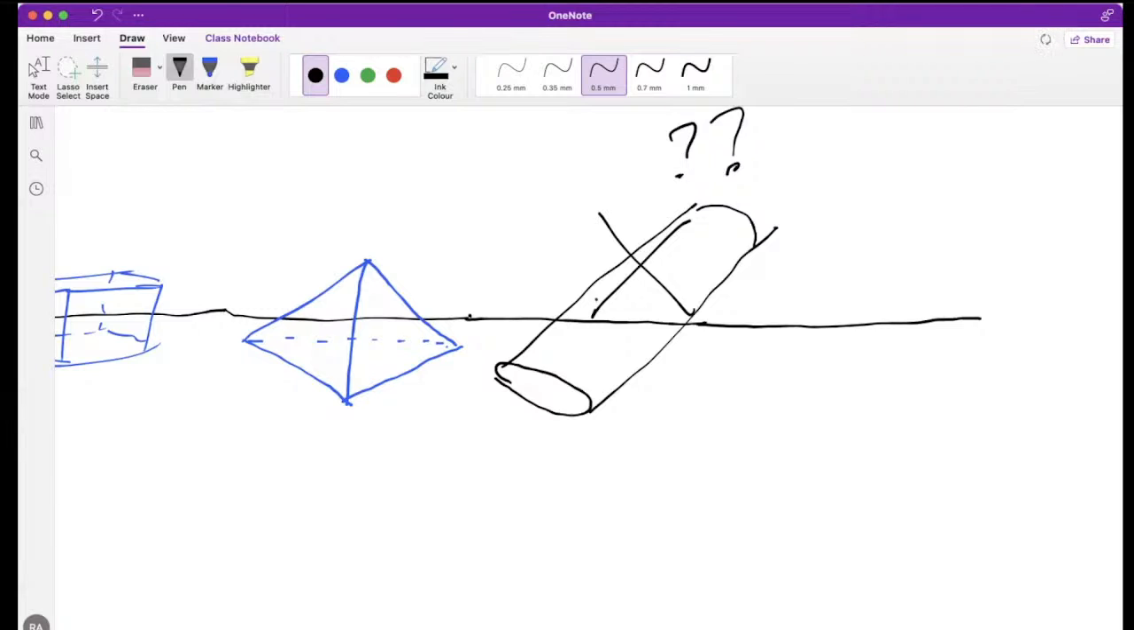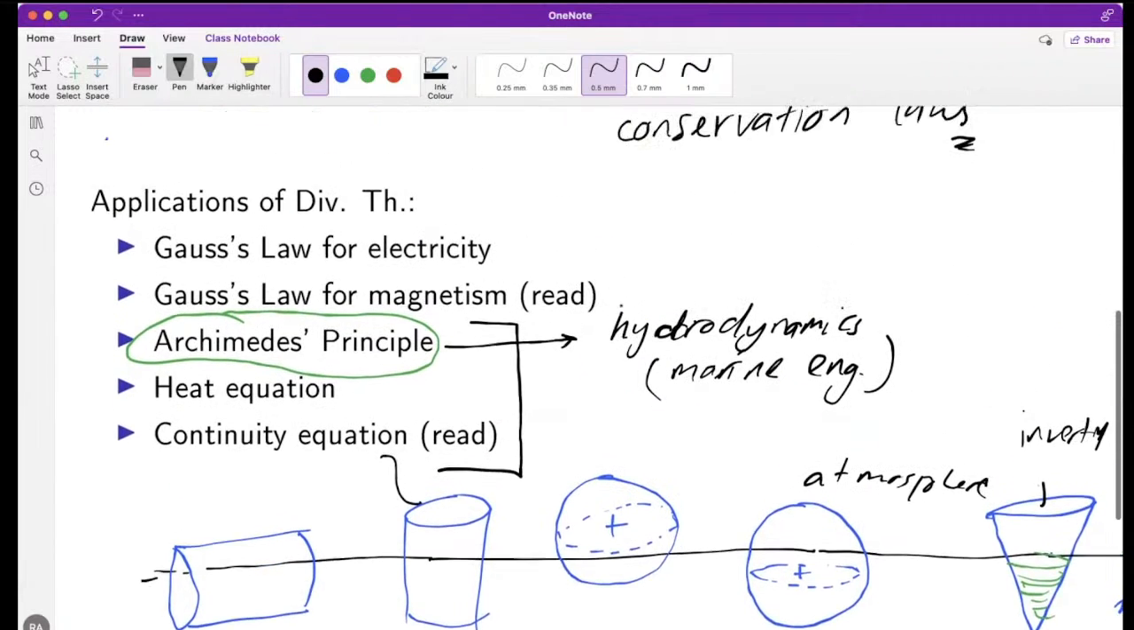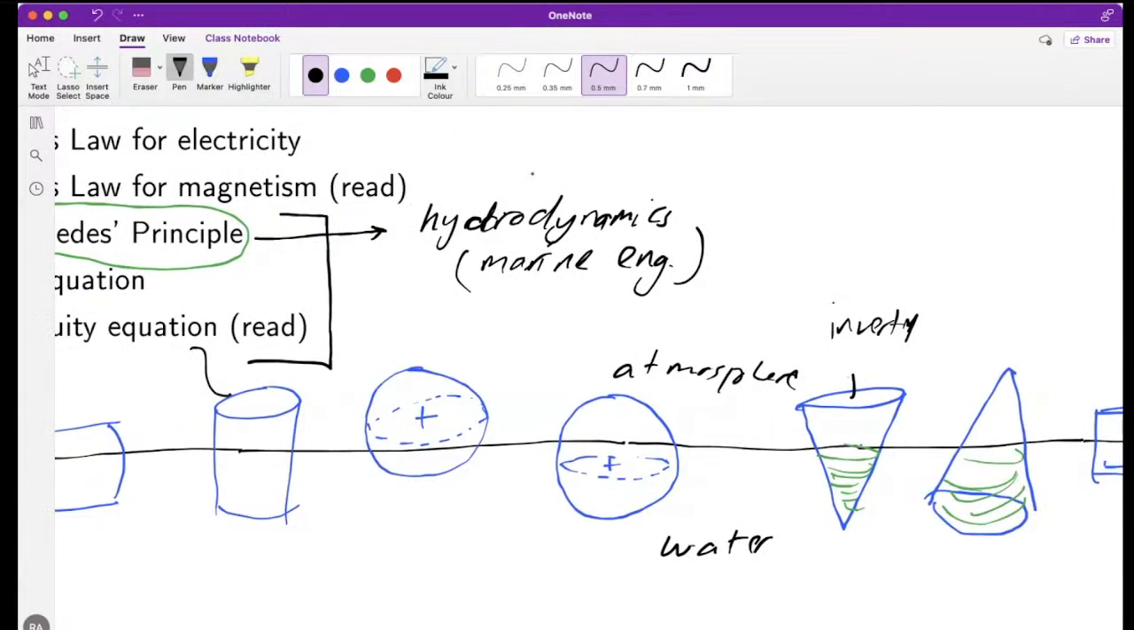I don't know. Maybe I will put this as an open problem in a test. But if I put this kind of problem, it's not like I ask you to solve it. I probably ask you to give your ideas on how to find a solution. This is the kind of problem that I usually ask on Archimedes' or the hydrodynamics principle.